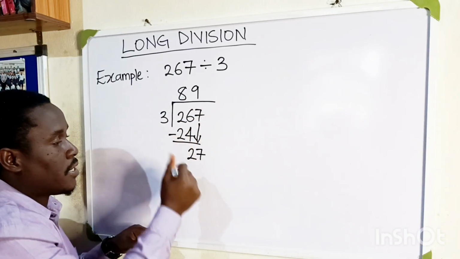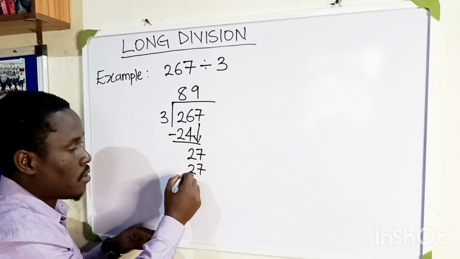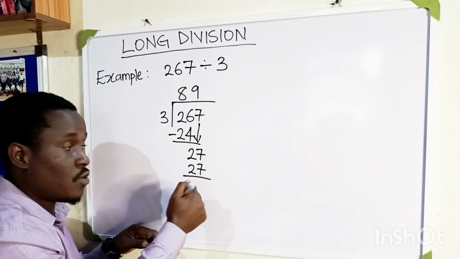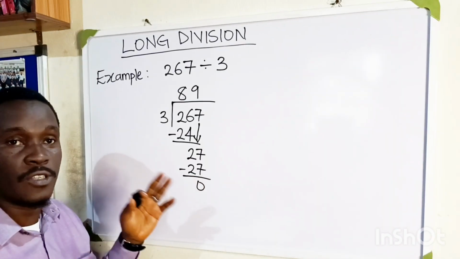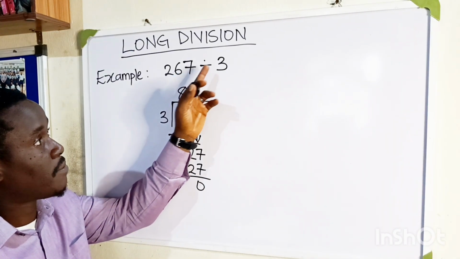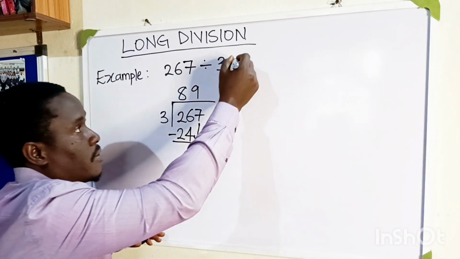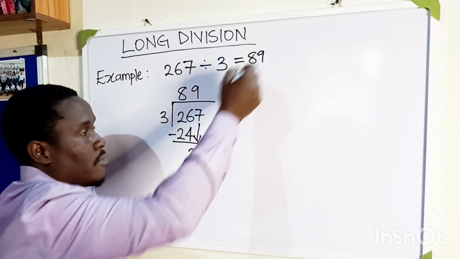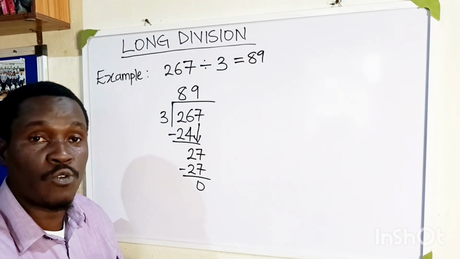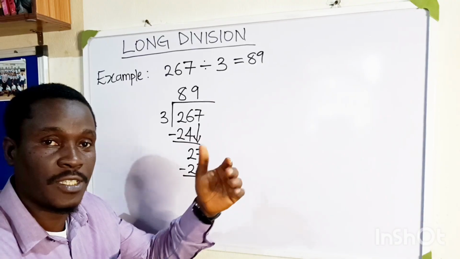9 times 3 is 27. 27 minus 27 is equal to 0. So this means 267 divided by 3 is equal to 89. Very simple. Next, we are going to look at a situation where the last digit is 0.